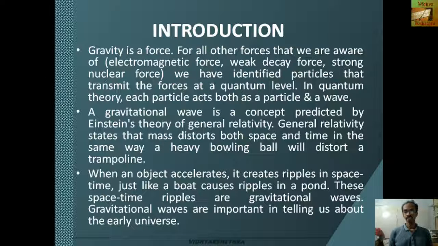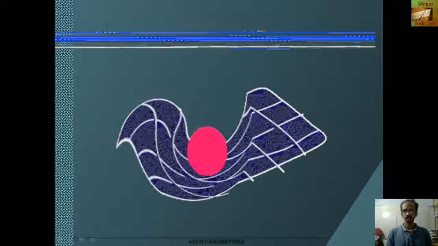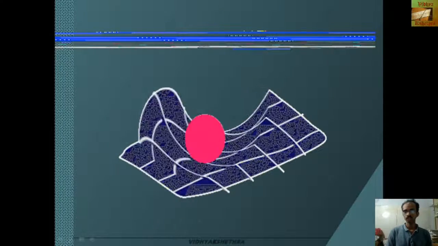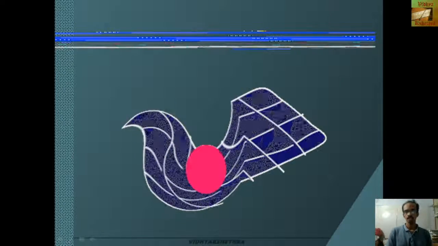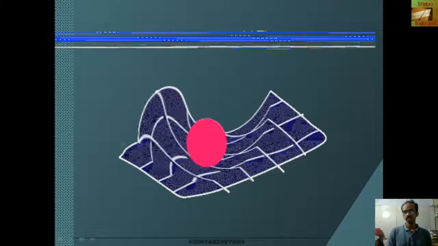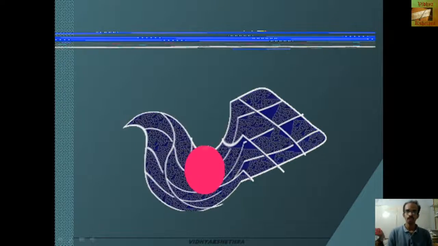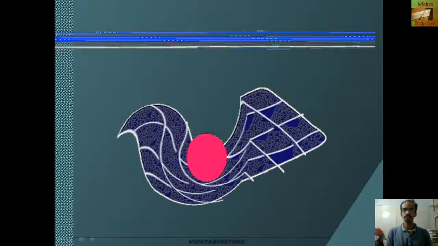Why is it really necessary that we observe these gravitational waves? It is necessary since gravitational waves are important in telling us about the early universe. Now, in this figure, we can see that the surface is distorted by a heavy ball. In a similar way, space is distorted by a heavy body accelerated through space. In this, we can see that the distance between 2 points is changed when the surface is distorted by this heavy ball.